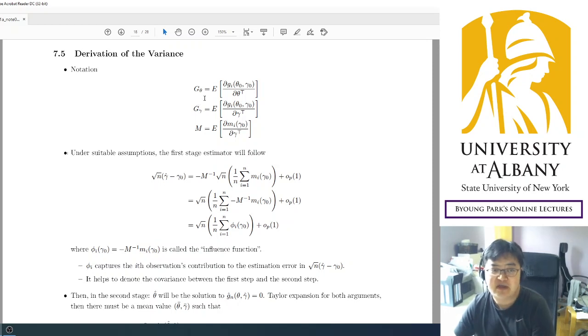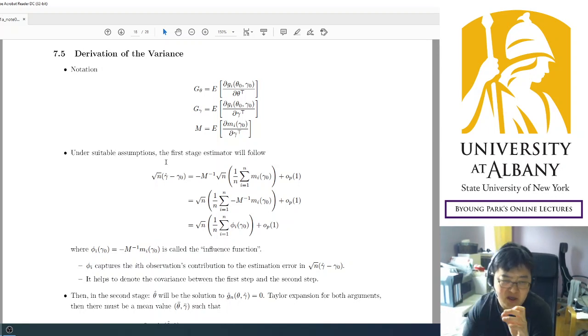So the derivatives are important because we are going to use the Taylor theorem. And under suitable assumptions, I'm not going to state the detailed assumptions. And remember, there are several assumptions like compactness and continuity and supremum is bounded. Under suitable assumptions, we could show that the first stage estimator follows this asymptotic distribution. So this is the result of Taylor expansion and the Slutsky theorem, central limit theorem, uniform convergence, and so on.